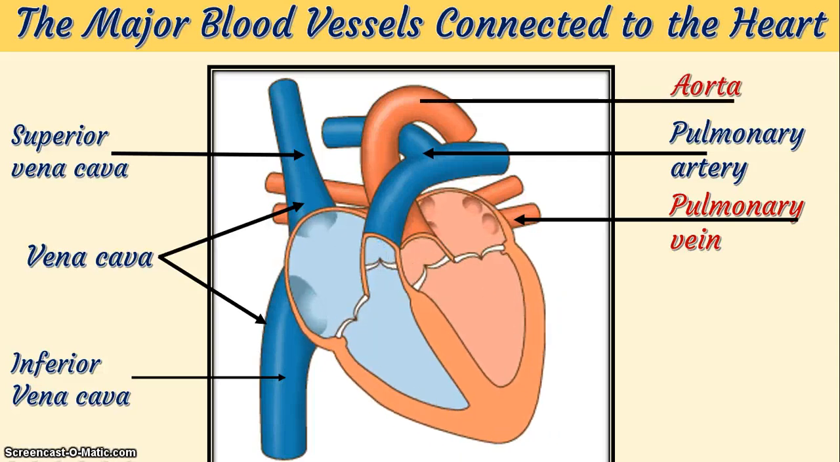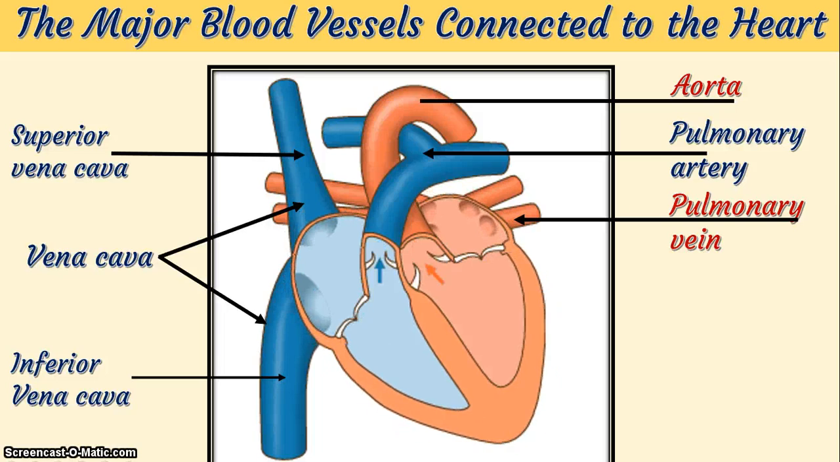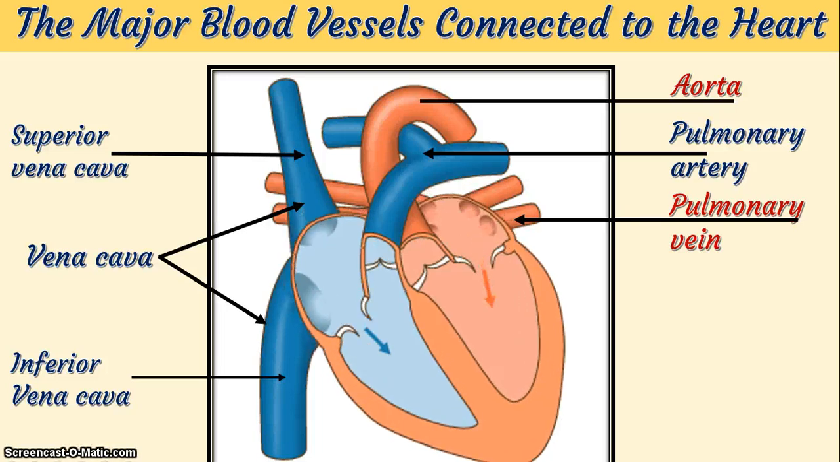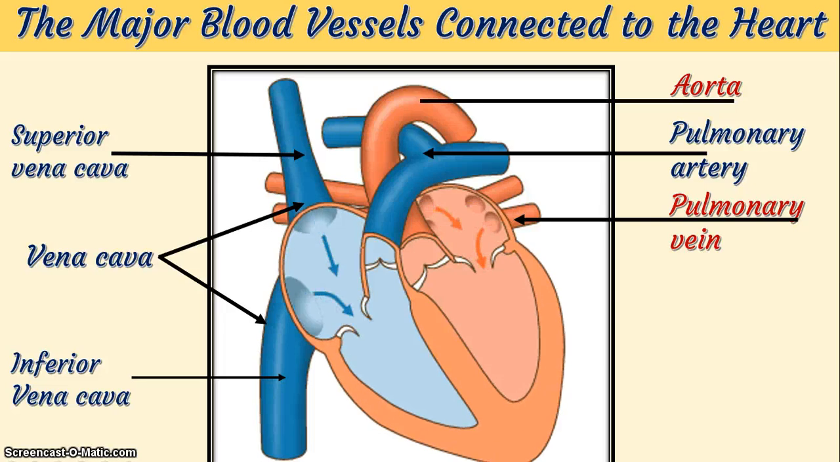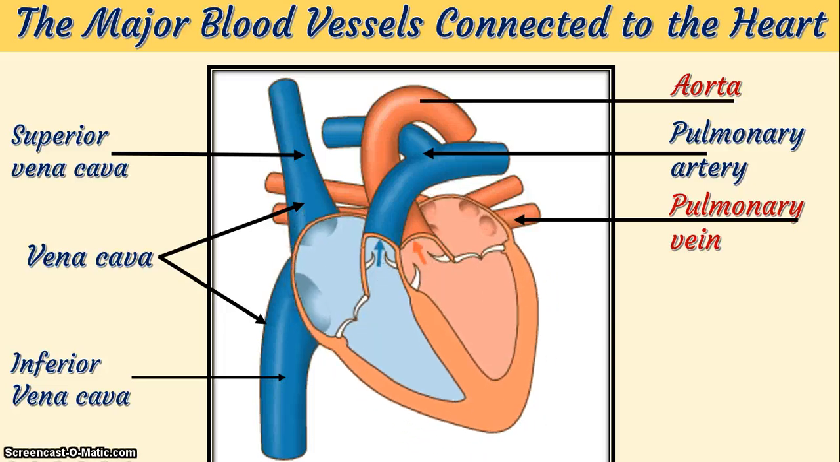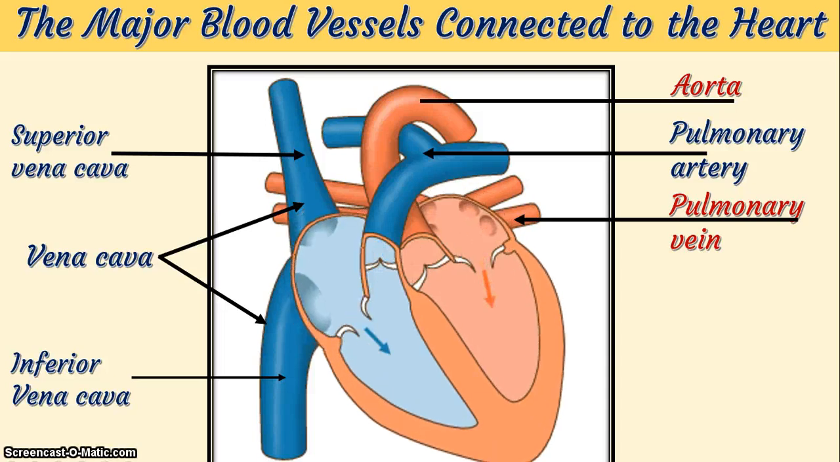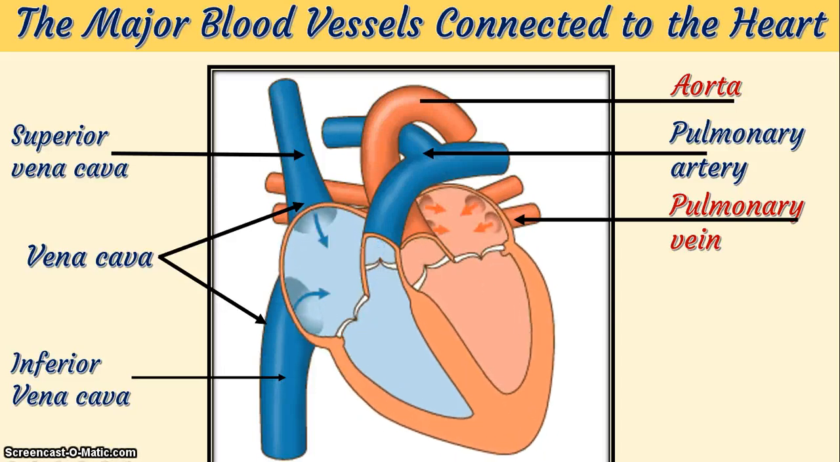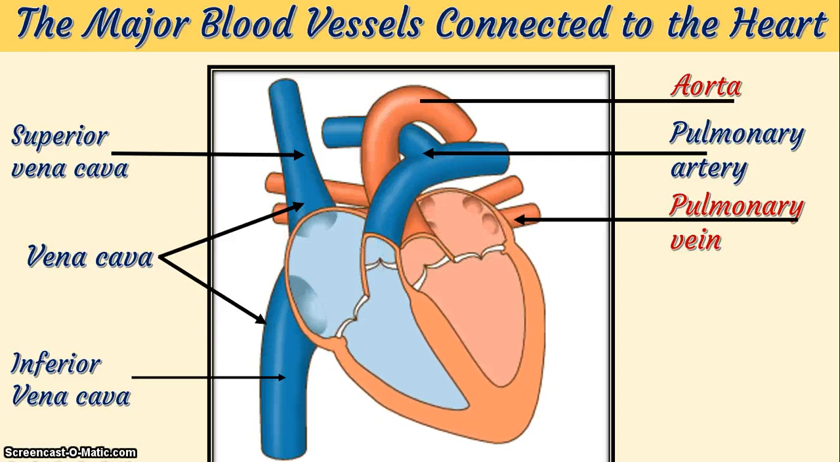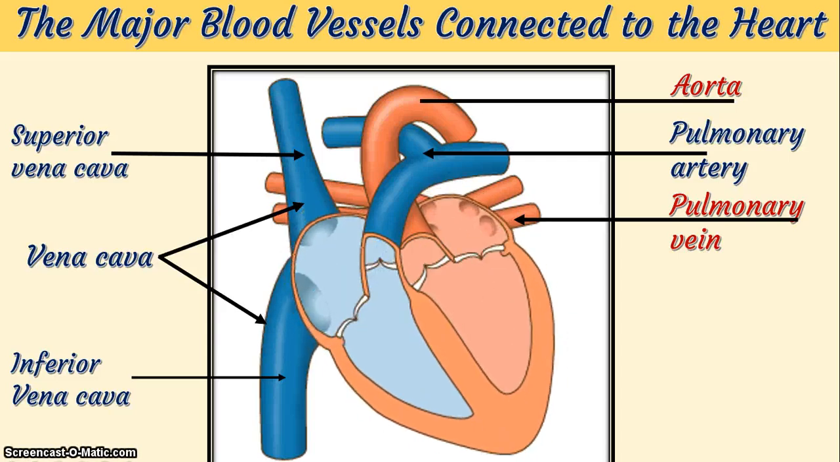Quick facts. The vena cava is the largest vein in the body. The aorta is the largest artery in the body. Arteries take blood out of the heart. Veins take blood into the heart. Again, arteries carry blood out, while veins carry blood in. Take note of that. And you can see here how these blood vessels are connected to the various valves.